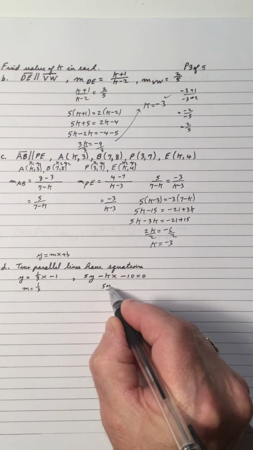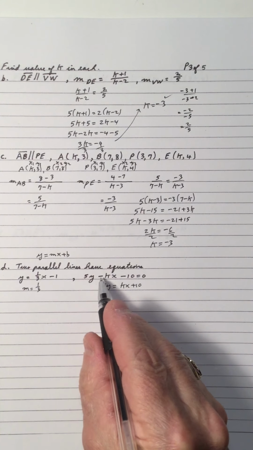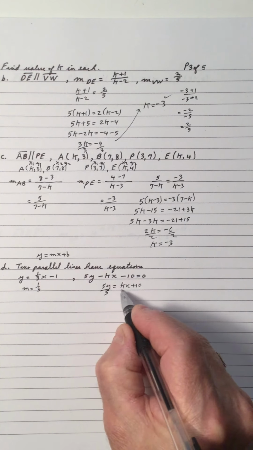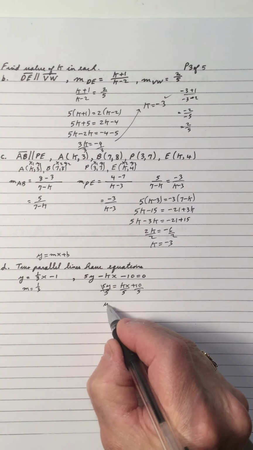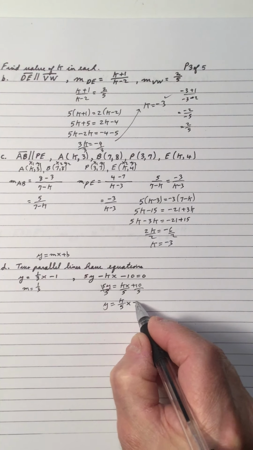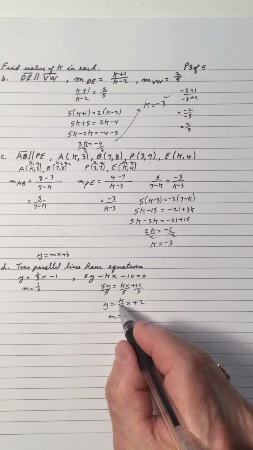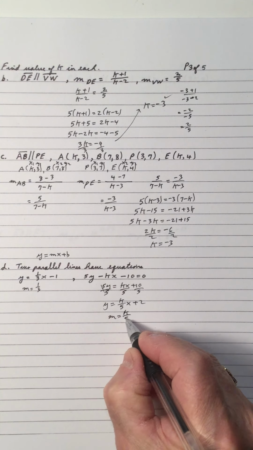Now we have to solve this equation for y in order to get a slope. So 5y equals kx plus 10. The x and the constant move to the right, become positive. Divide by 5. So y is equal to k over 5 x plus 2. So the slope of this line is, y equals mx plus b, so the slope is k over 5.